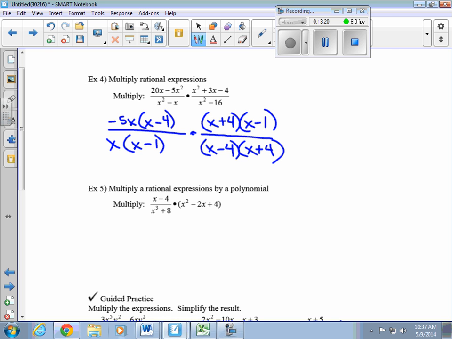So now we're going to start seeing what we can cancel out. Well, I have an x plus 4 here and here. Those can be gone. I have an x minus 4 in the numerator and an x minus 4 in the denominator. I can cancel those out. I have an x minus 1 in both of them. I can cancel those out. And now I have an x in the top and the bottom. I can cancel those out. And so we're left with an answer of negative 5. So the biggest thing is we want to factor these completely and see what like terms we have in the numerator and in the denominator and which ones will factor out.